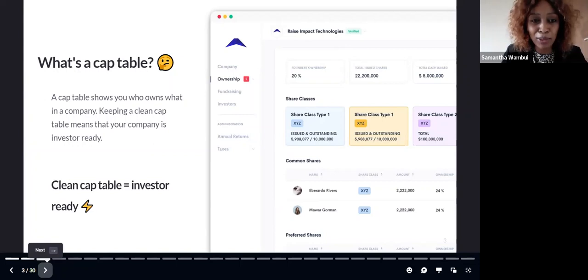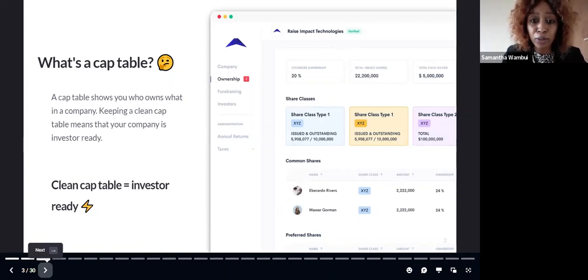The cap table gives a snapshot of the equity capitalization of a company. Basically what this means is that the cap table shows who owns what in the company today, between the founders, investors, and the employees. So keeping your cap table clean is really important. A clean cap table means that you're investor ready.